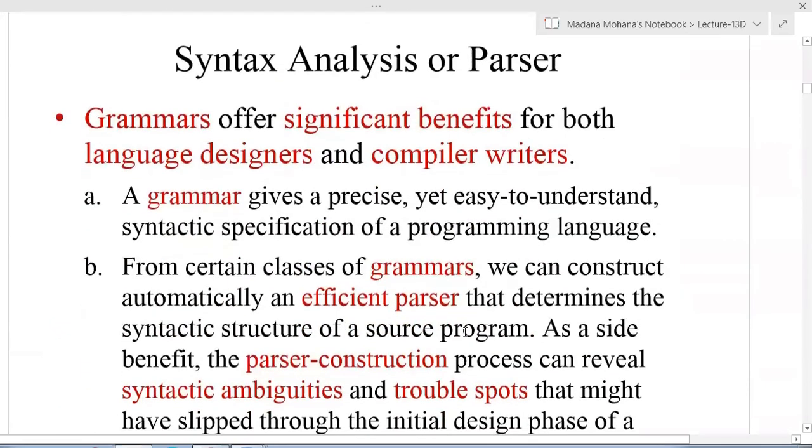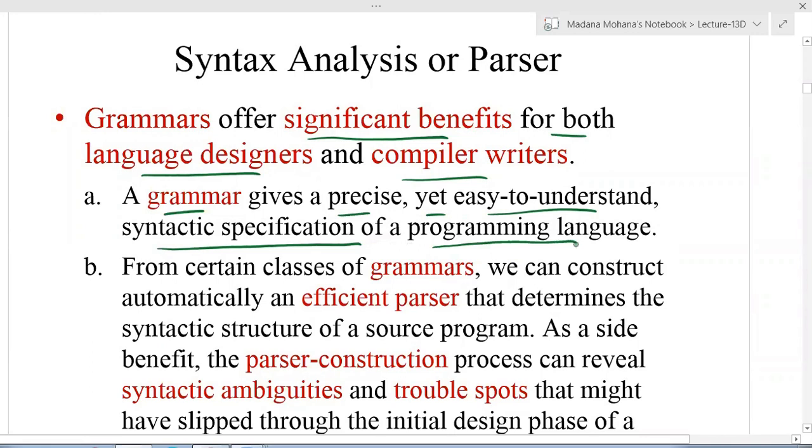Grammars offer some significant benefits for both language designers and compiler writers. What are those benefits? A grammar gives a precise yet easy-to-understand syntactic specification of a programming language. This is one of the advantages. The second advantage: from certain classes of grammars, we can automatically construct an efficient parser that determines the syntactic structure of a source program.